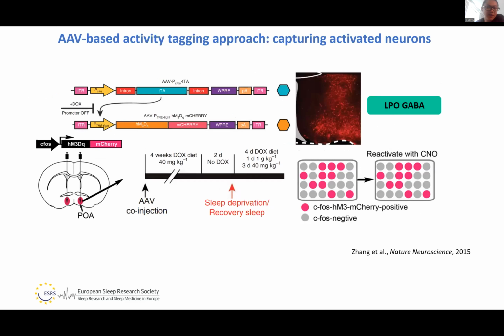We generated this AAV-based activity tagging approach in our lab previously with two constructs, the AAV c-Fos tTA and the AAV TRE response element carrying hM3Dq or hM4Di. So this shows we co-inject these AAV constructs into the area, and then we use doxycycline to inhibit the system, and then remove the doxycycline, and the mice were given sleep deprivation or recovery sleep, which can acutely label the cells activated by sleep deprivation and recovery sleep. And then we can use CNO or other small molecules to manipulate the activity of these neurons.